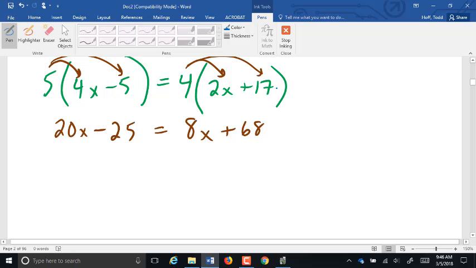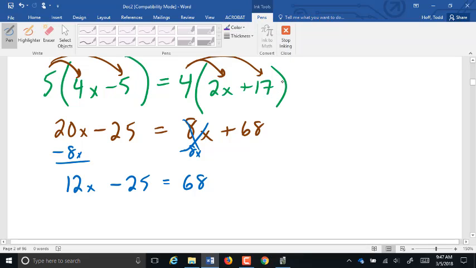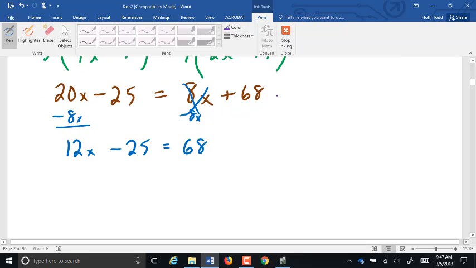Now we have to check to make sure that the variable is on only one side. And it's not. There's a variable on both sides. So we get rid of one by subtracting the smaller one, the 8x. 20x minus 8x is 12x minus 25 equals 68. And then we have to add 25 to get rid of the minus 25. 12x equals 93.